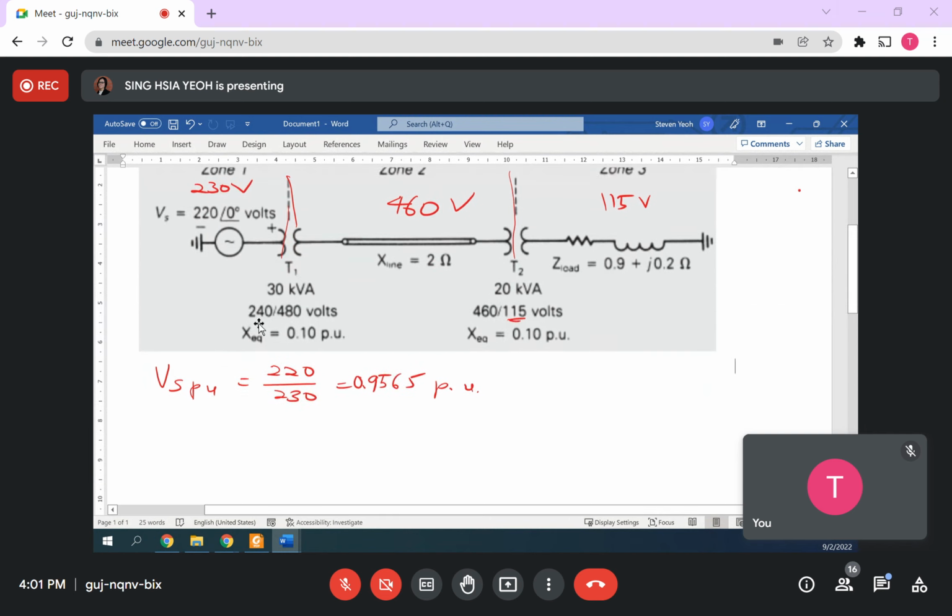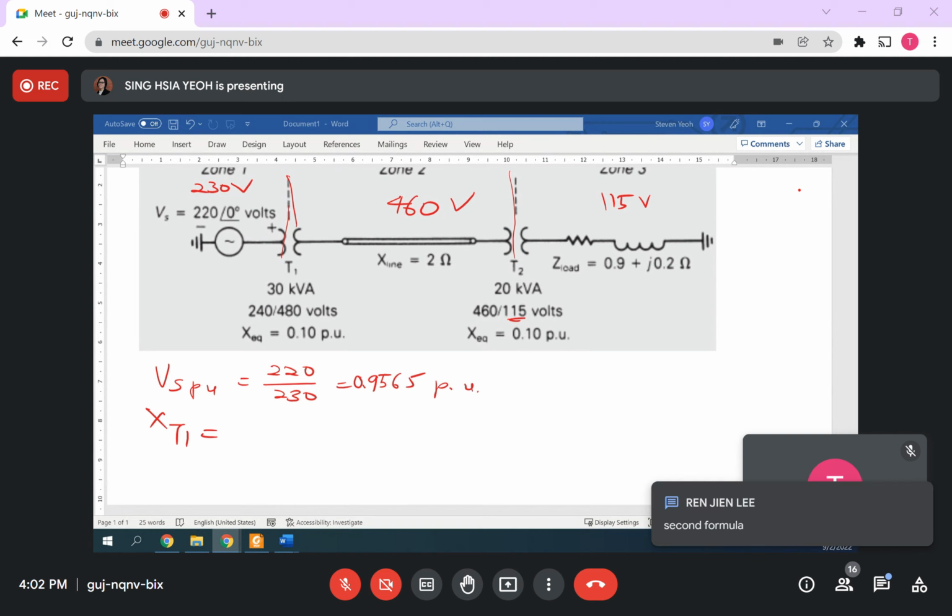Then transformer T1, so X T1. Question, quiz time. Keyboard, can you tell me how to find X T1? What is the formula for X T1? What should I write here? Keyboard, are you there? Already out for tea break, you see. Second formula. Yeah, second formula. Then what is the value that you need to put here? Can you tell? 0.1.